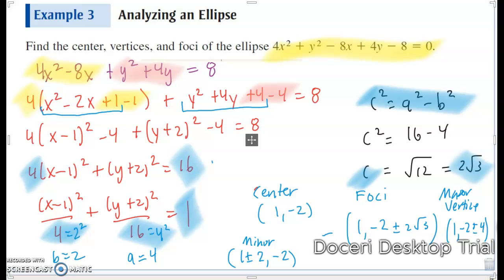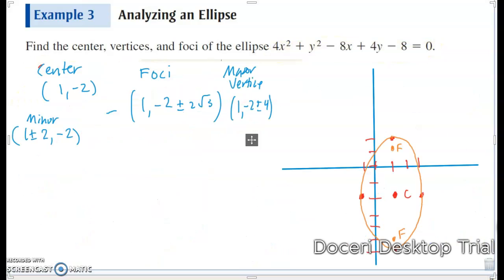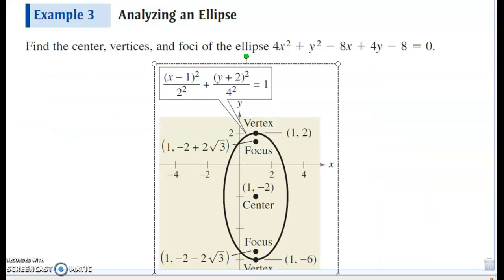The foci, because it's going to be a major axis that is vertical, that means the y values are going to be changing. So that's why we have 1, negative 2 plus or minus c. And the major vertices are going to be 1, negative 2 plus or minus a. And the minor, because it is horizontal now, it's going to be 1 plus or minus b, negative 2. So then we put all that together, and this is our graph on the right hand side, which looks more like this one right here.